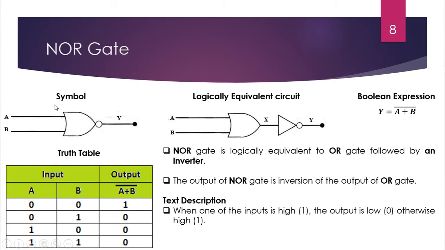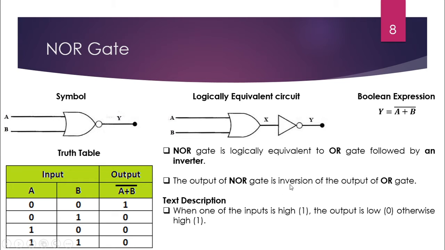The next is NOR gate. The symbol for two input NOR gate is given over here. A and B are the two inputs for NOR gate and Y is the output for NOR gate. The only difference between OR gate and NOR gate is the bubble at the output edge of the gate. NOR gate is logically equivalent to the OR gate followed by an inverter.